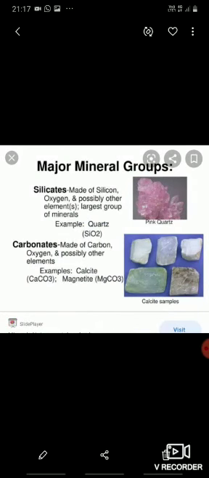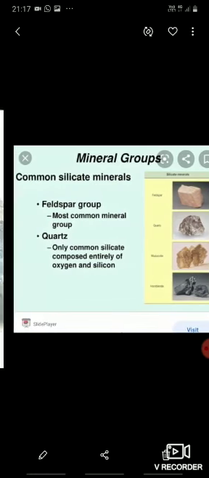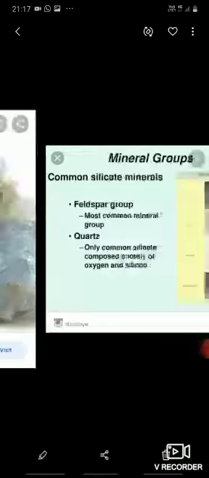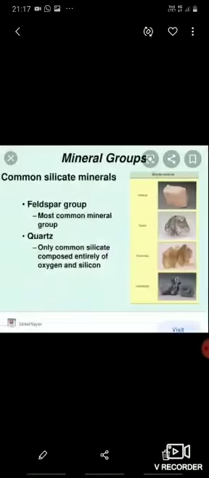Silicates are the major mineral groups. Quartz is silicon dioxide, possibly with other minerals, and color variation will be there because of impurities or some other mineral present in it. Physical properties I have told you already. The crystal shape, and most important, hardness is 7, and it doesn't have any streak. So first of all, I have shown you this quartz group of minerals.